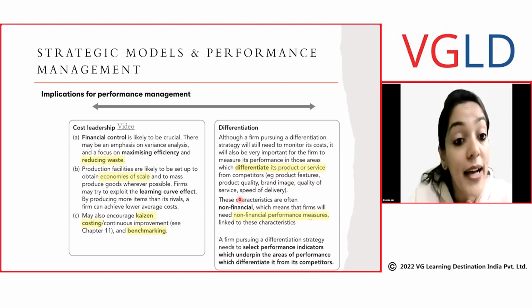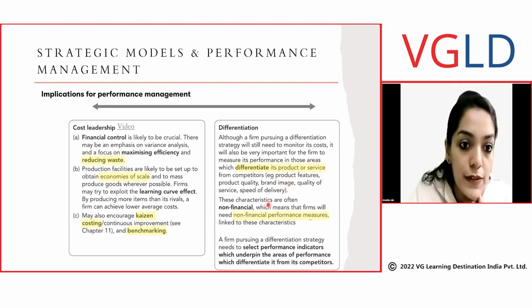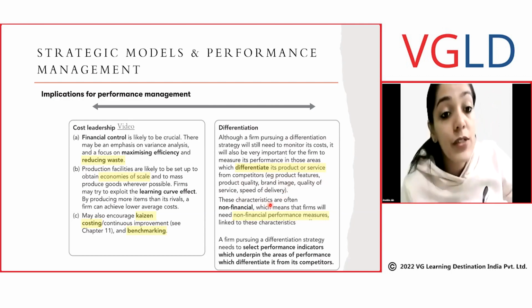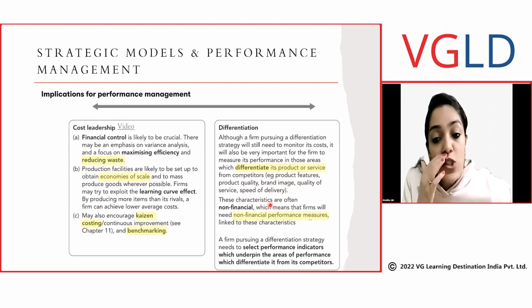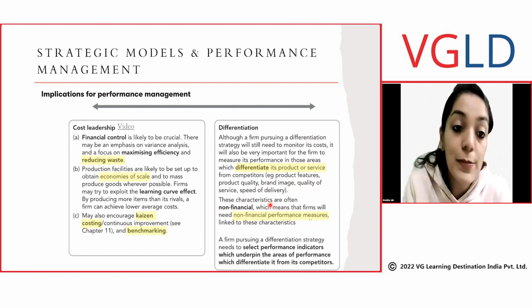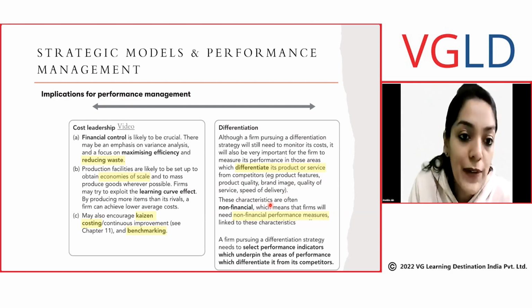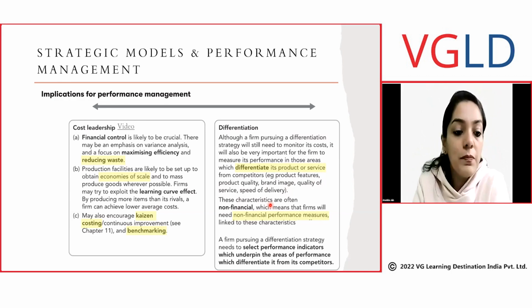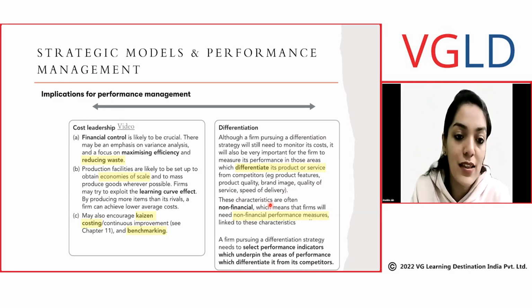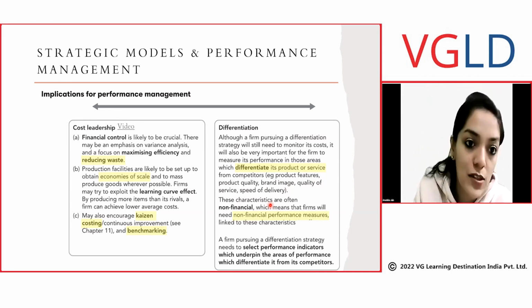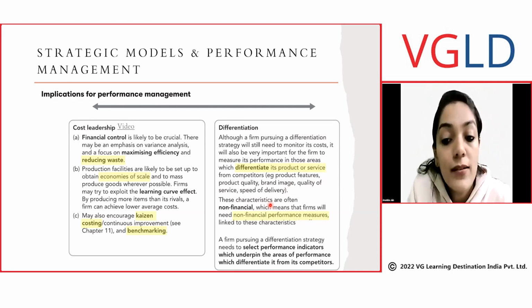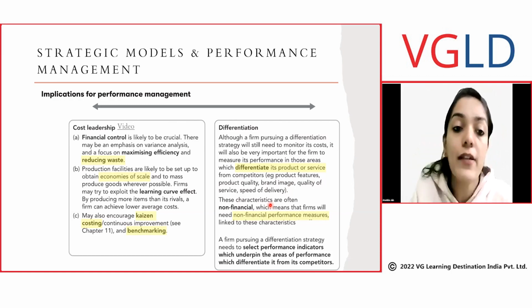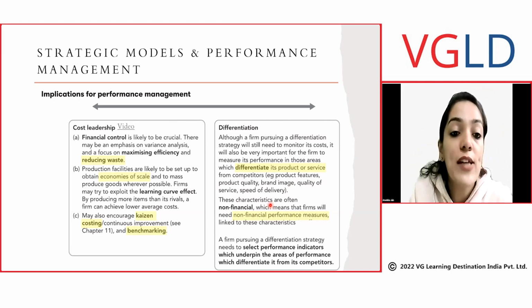Okay, product quality, brand image, quality of service, speed of delivery. So you can say that Amazon, Flipkart, they're giving such speedy delivery. So it becomes so difficult for new entrants in the industry to actually live up to that speed. So that is there in companies which are following the differentiation strategy. They are focused on cost, but they are primarily focused on those features which actually differentiate them from the competitors.